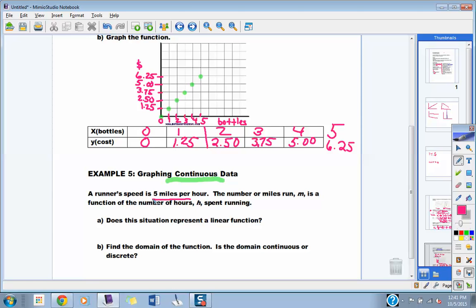Linear or nonlinear? It's linear. Would sure hope so. That's all we've been talking about. So does this situation represent a linear function? Well, you would say yes.